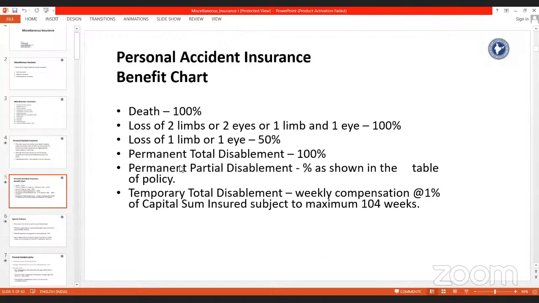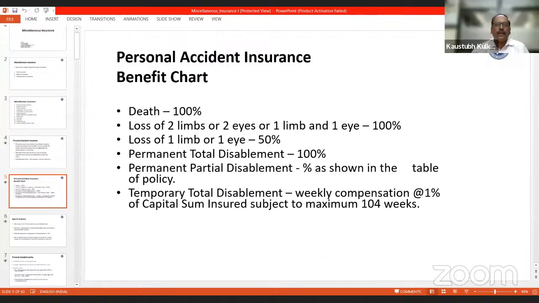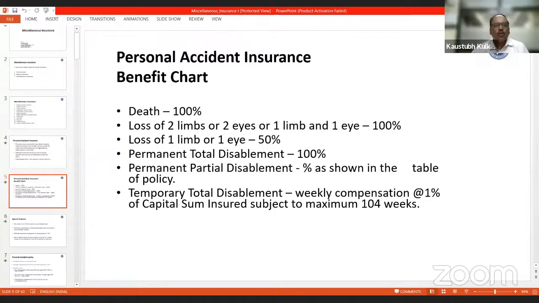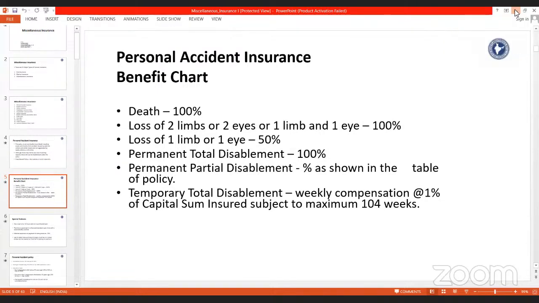Okay. So we will conclude for today's session. Tomorrow we will be dealing with some policies of miscellaneous insurance and some policies of liability insurance.